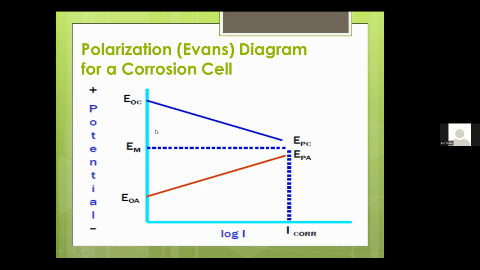We can see that the difference between the potentials of the two electrodes decreases with polarization. Here, before polarization happened, there is a large difference between the anode and cathode. Here is a small difference between the anode and cathode, and this is the value of the corrosion current.